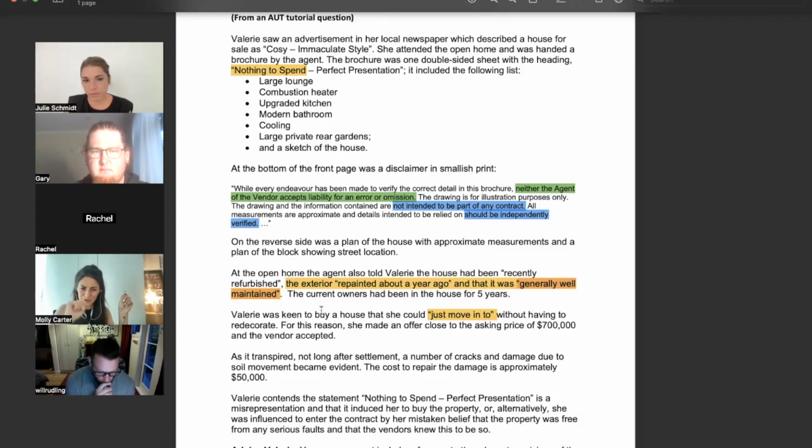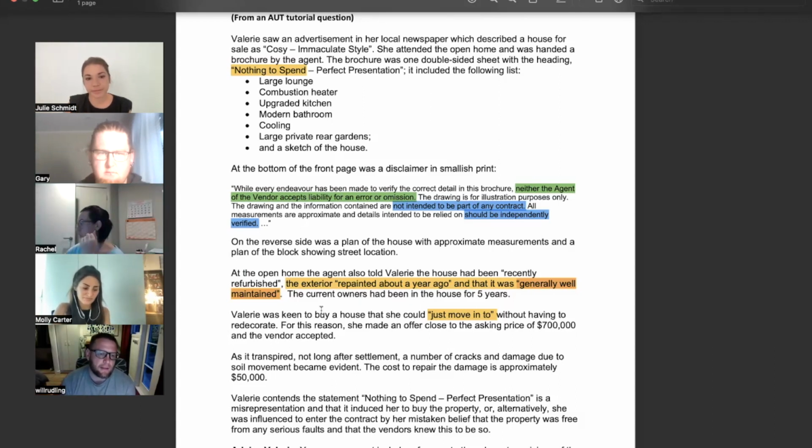Is it generally well maintained, backed up with the fact that it was painted and they lived in the house for 5 years? So that's where it's kind of aligning to the fact. Yeah, good point. Looking at them all in context, does that indicate knowledge? Yeah, because in context, she goes to the open home, so she can see the paint and the stuff. The issue with the soil erosion is different to generally well maintained. Yeah, I think that's a good point.